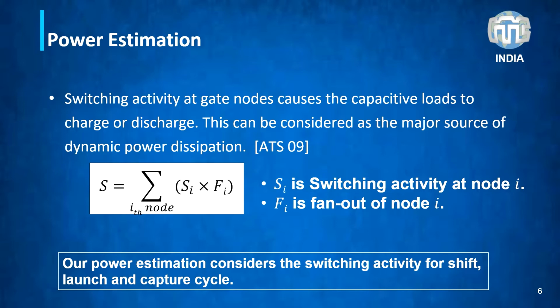Switching activity at the gate nodes causes the capacitive loads to charge or discharge, as you know. So this is the major source of dynamic power dissipation. That is why, for each node, we multiply the switching activity with the fan out value, we repeat this for each node in the circuit under test, and finally we sum those products up to get our desired power estimation. And this is done for all the shift, launch, and capture cycles.